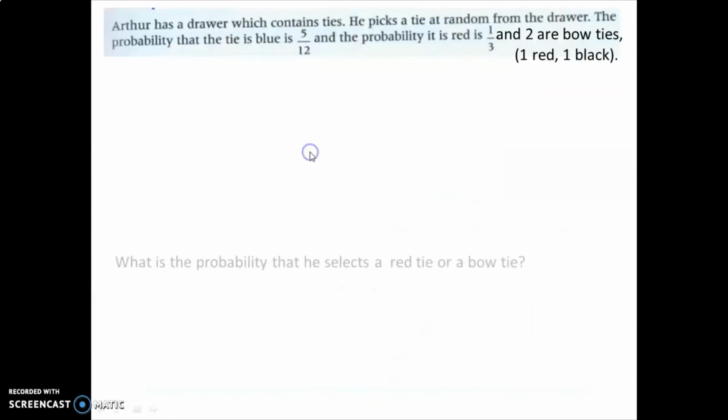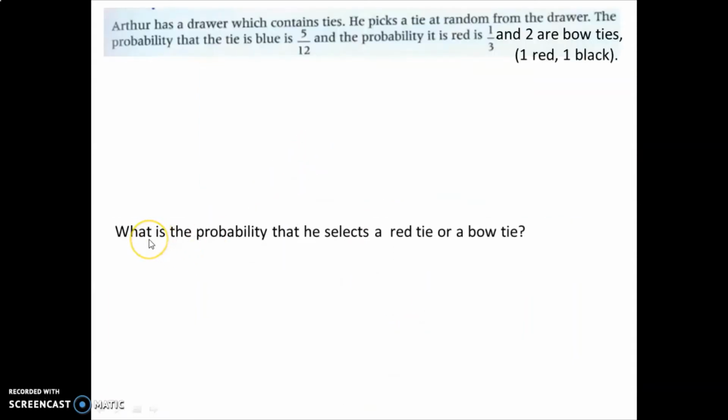Okay, let's take a look at how 1 can be looked at. So what is the probability he selects a red tie or a bow tie? So first thing to determine when you have an or problem is, are they inclusive or are they mutually exclusive? Because if they're inclusive, if there's an overlap, we have to use that longer formula, subtracting the intersection. So are these inclusive? Well, they are, because a tie can be a red tie and a bow tie, right? Because we have 1 red bow tie, it told us here. So this is a situation with inclusive events because a tie can be both red and a bow tie.